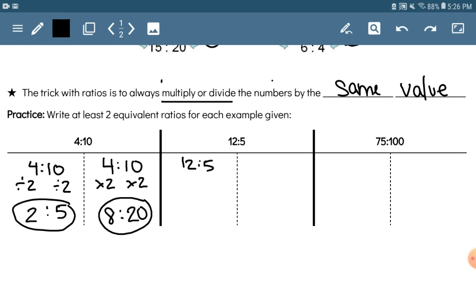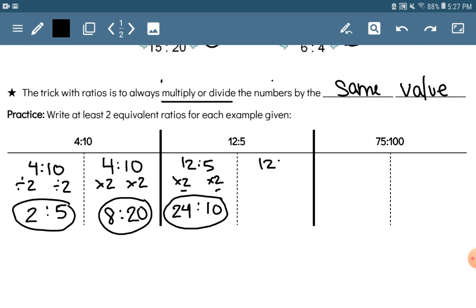Again, you can use any number you want as long as you multiply 12 and 5 by the same value. So I'm going to go with easy ones. I'm going to start with multiplying by 2 on both sides. 12 times 2 is 24. 5 times 2 is 10. This is an equivalent ratio because I multiply by the same number on both sides.